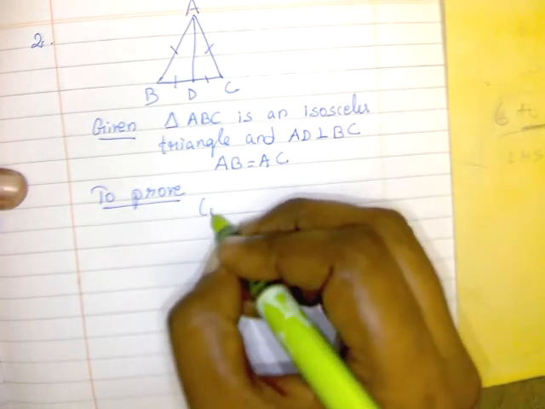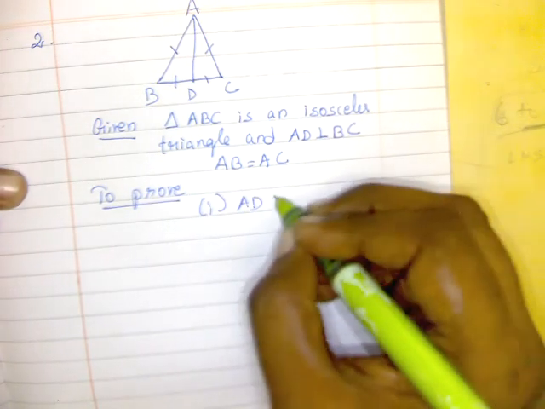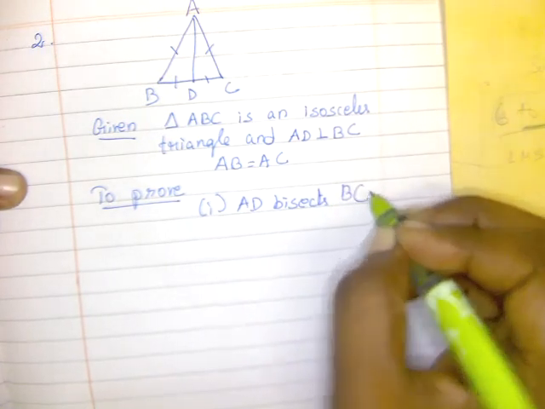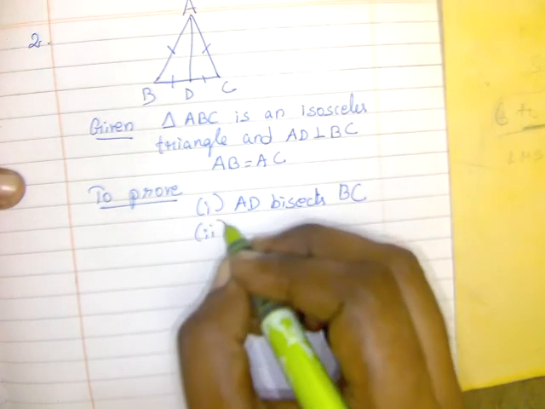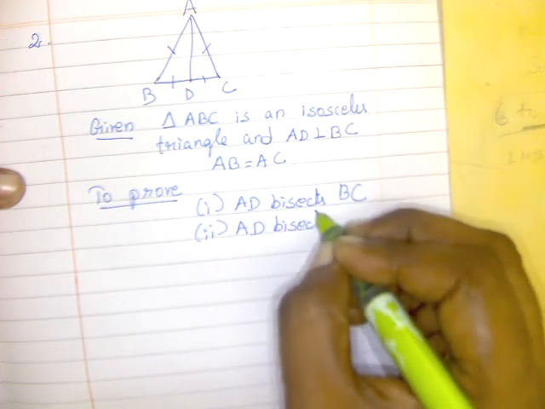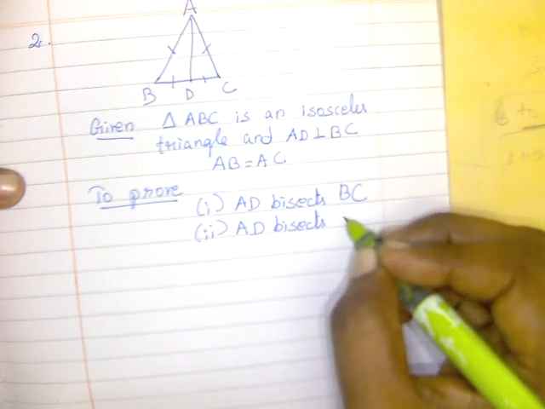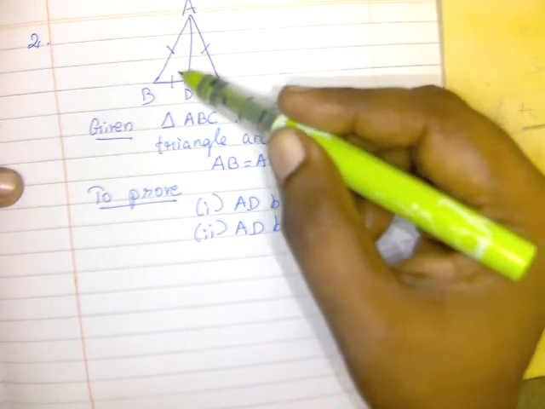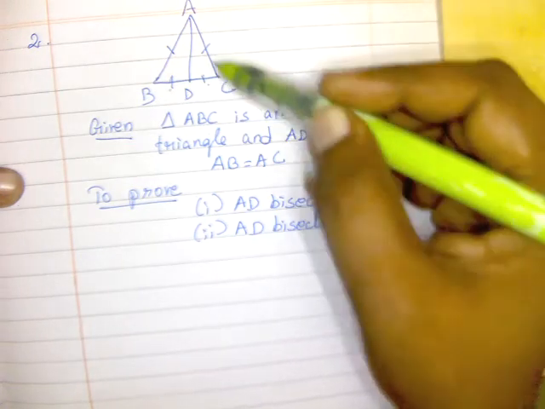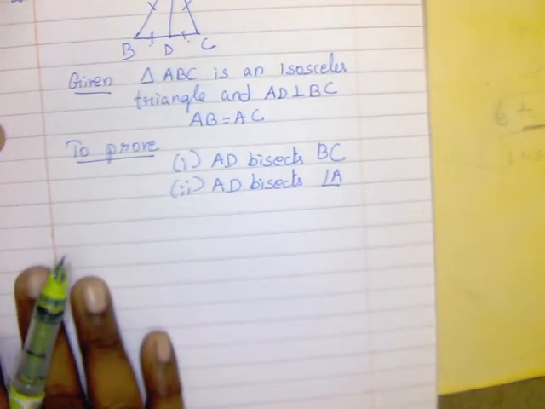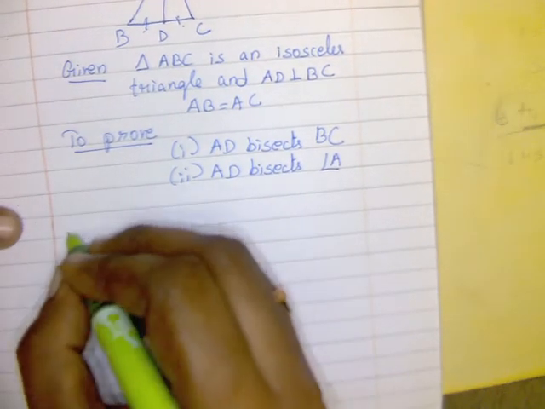Now to prove, what you have to prove? First one, we have to prove AD bisects BC. And the second, AD bisects angle A. AD bisects BC means these two sides are equal. AD bisects angle A means these two angles are equal. Like that we have to prove here.